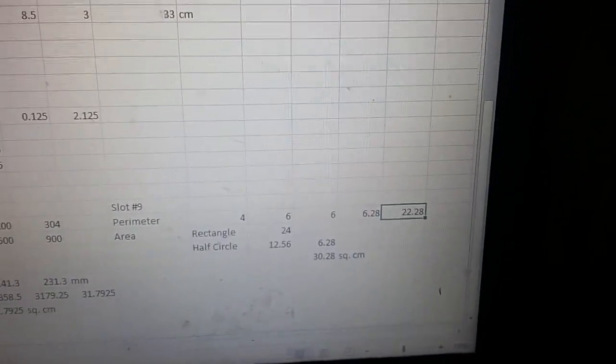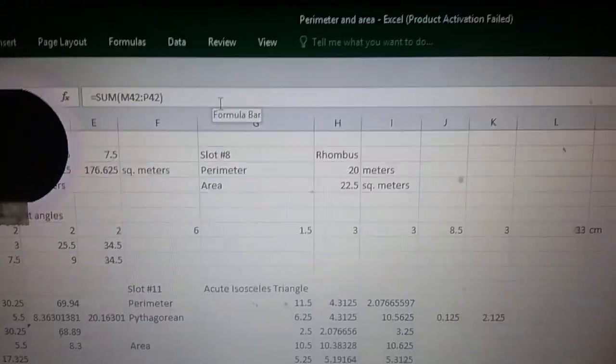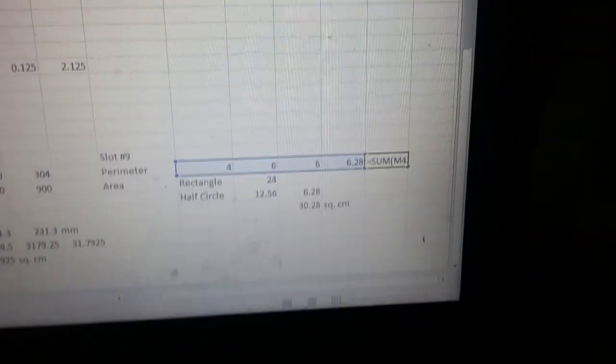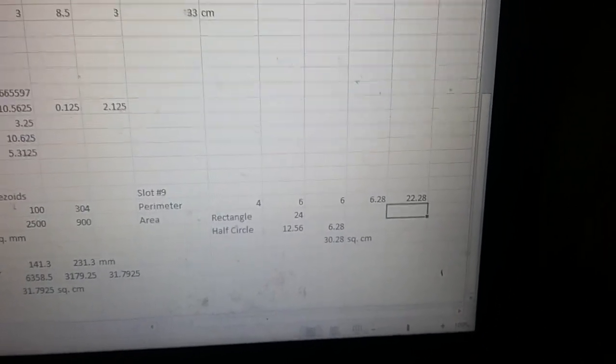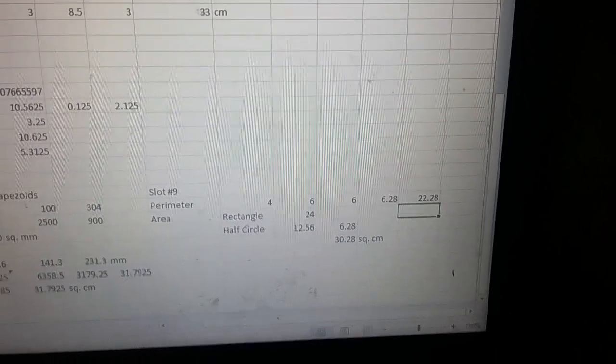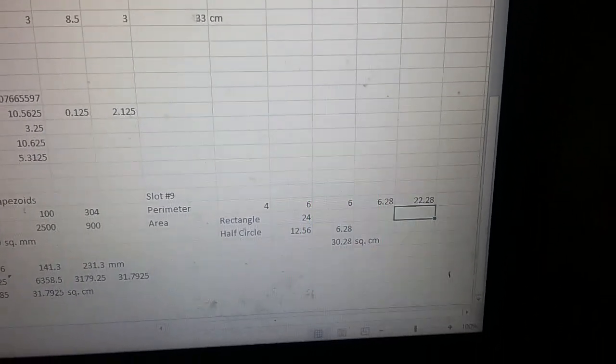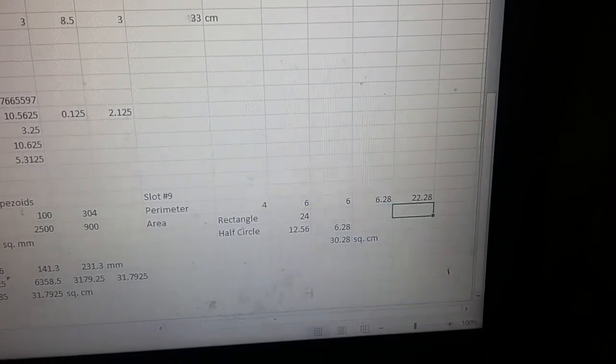6.28. Tapos doon sa huli, we sum up everything. Sinama ko yung lahat. I sum up everything, di ba? And then, yun. We got the perimeter of 22.28 centimeters. Okay? Now for the area naman.